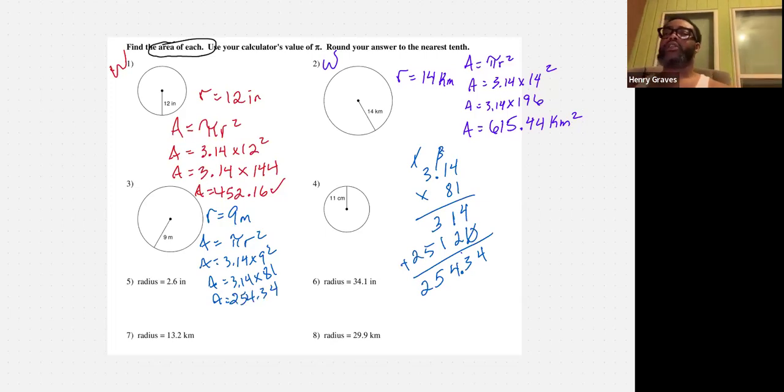Trying to challenge myself to get all these right. If I don't get all these right, I'm probably a bad math teacher. Crap.